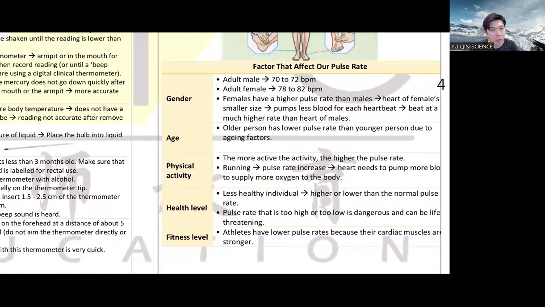That's why you need to catch up a bit. Since I pump lesser each heartbeat, I pump faster so I can catch up the male speed. Age, of course: the older you are, the lesser the pulse rate because your heart muscle actually deteriorates, degrades also. So your muscle will need to rest a little bit, not pumping so fast.